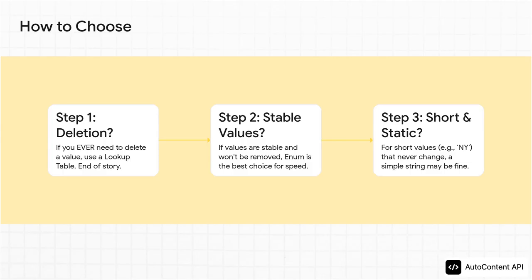But if you are absolutely confident that your list of statuses is stable and will only ever grow, think days of the week, right? Then the ENUM is your faster, simpler choice. And finally, if your values are super short, like 2-letter state codes, and you know they'll never be renamed, that simple string method we started with might actually be good enough.